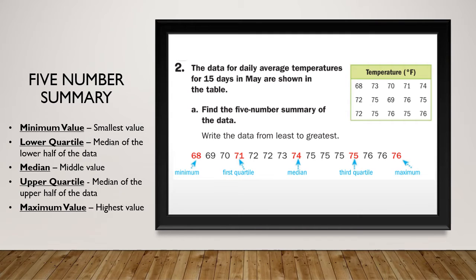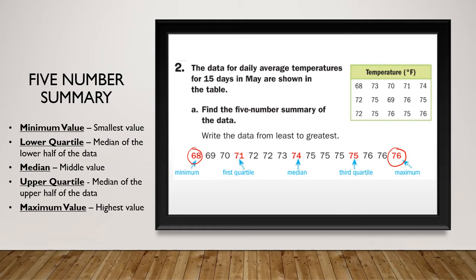Okay, so I'm going to go ahead and show you how the book finds this. For the example, it says the daily average temperatures for 15 days in May are shown in the table. Find the 5-number summary for the data. It says write the data from least to greatest. This is a must. You must start by writing the data from least to greatest. Then you're going to want to find your minimum and maximum. Obviously, the farthest left value is your minimum. The farthest right value would be your maximum.